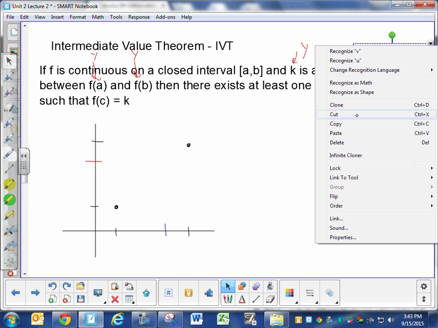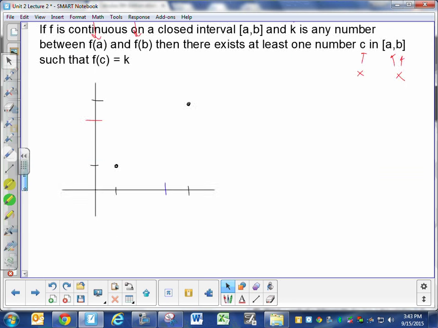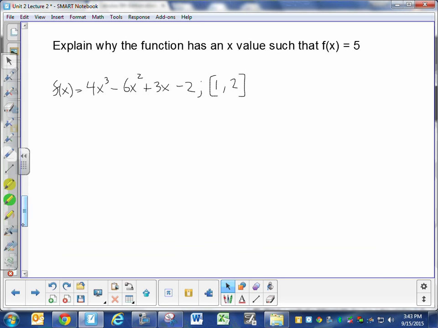Well, I'll show you an example of a problem that you'll have to do on your homework that is really easy to do. The question is just to explain why the function has an x value such that f of x is equal to 5, and the x value is going to be between 1 and 2. So we are trying to figure out when this function equals 5. So it's like I need to solve this equation.